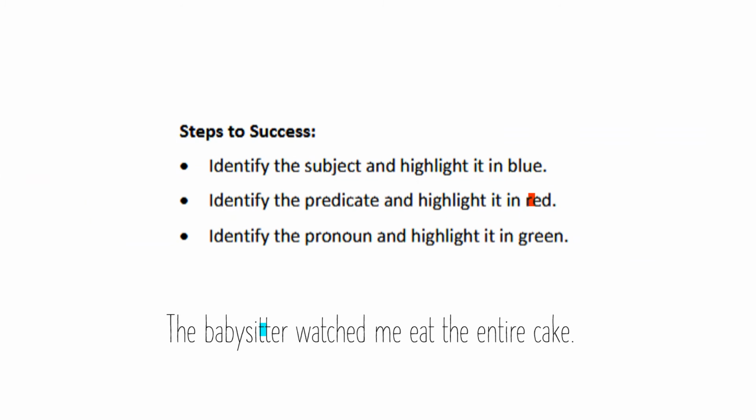Let's take a look at this sentence. The babysitter watched me eat the entire cake. Remember, step 1 is to find our subject and highlight it in blue. Our subject of the sentence is babysitter. Next, we find our predicate, that's our action, and highlight it in red. Our action is watched. Finally, we're going to find our pronoun and highlight it in green. Our pronoun in the sentence is me.